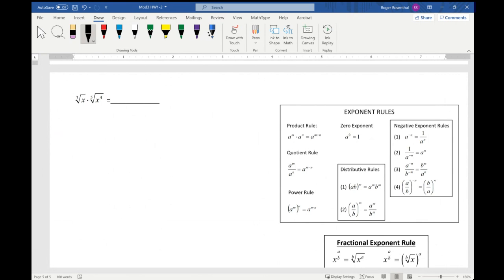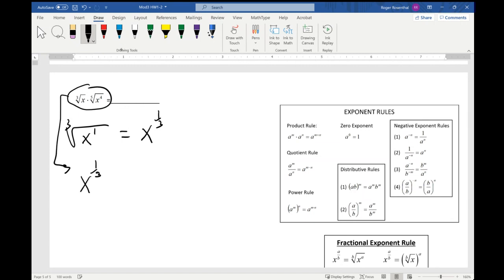Okay, I hope you tried it. Here's how it works. The third root of x, that's the same as saying the third root of x to the 1, and that's equal to x to the 1/3. So we're going to replace that with x to the 1/3. So this expression becomes x to the 1/3 for the first part times this part, by the same reasoning, x to the 4/5.